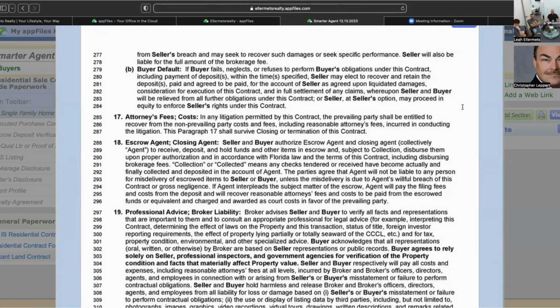Buyer default, buyer fails. It goes through all of these things and how it's handled.